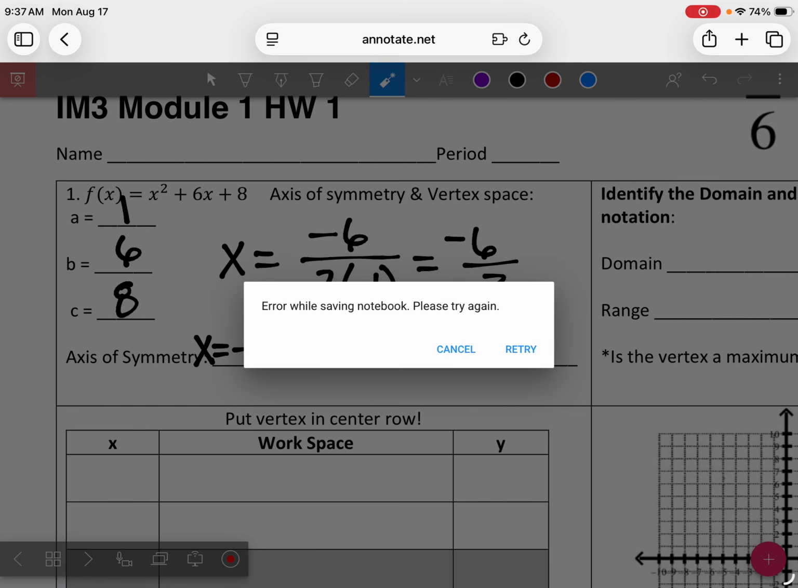All right, who can tell me which one of these gives me my y-intercept? Okay, I don't know what happened with the iPad. It's acting crazy. It always seems to do that. I don't know why.